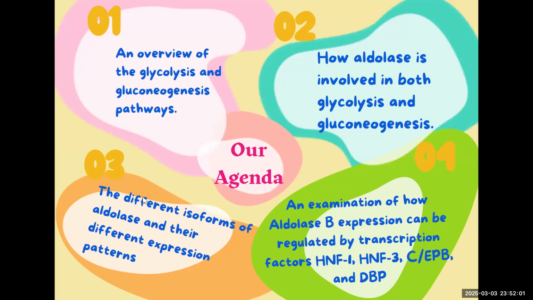Our agenda today is going through the overview of glycolysis and gluconeogenesis processes and how aldolase is involved in both processes, and the different isoforms of aldolase and their different expression patterns. And the last point is examination of how aldolase B expression can be regulated by transcription factors.